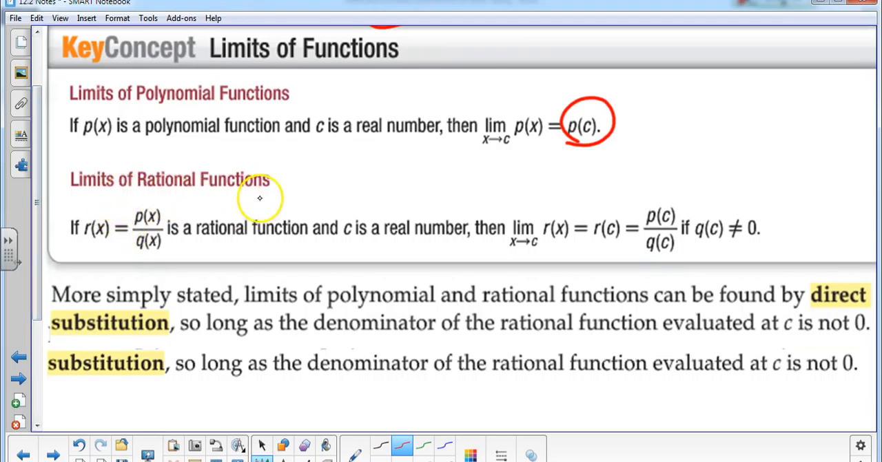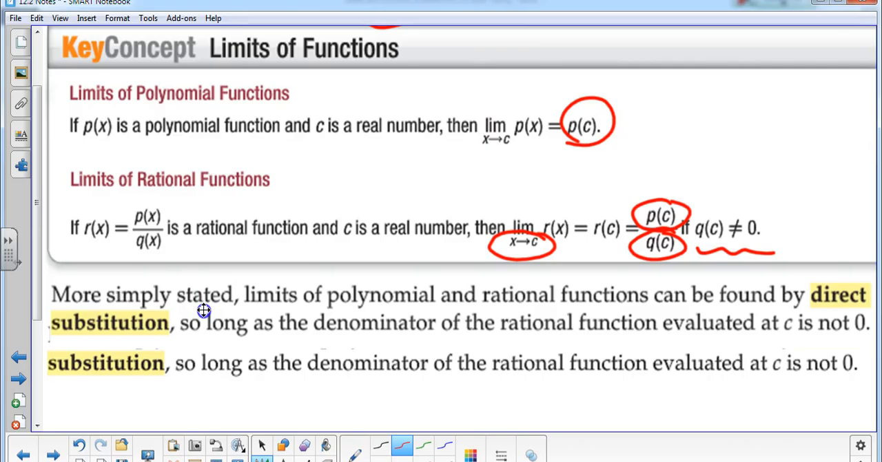If you have a rational function, you can do the same thing. You can plug in c as long as you don't get a 0 in the denominator. If it makes a 0 in the denominator, then it's either a hole or an asymptote. That's not news to anybody, I hope. When you get a denominator of 0, it's undefined, something's going on there, and we can't answer what the limit is at that point without looking into it further.